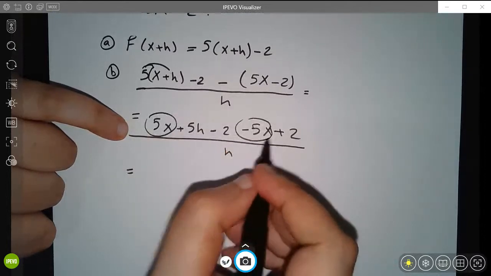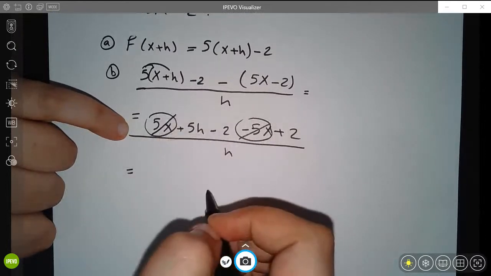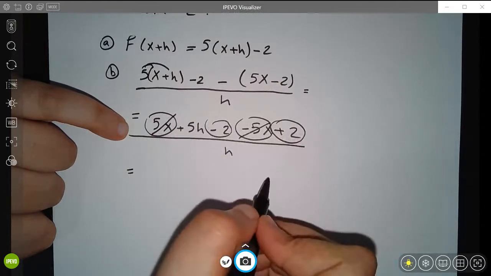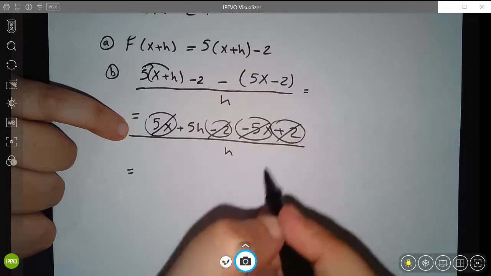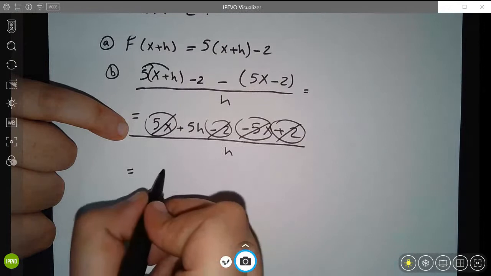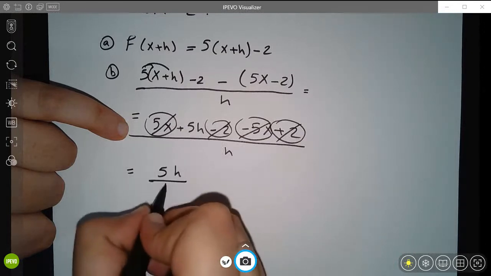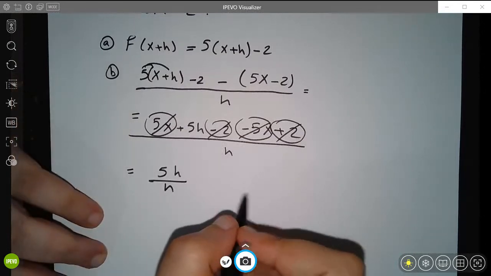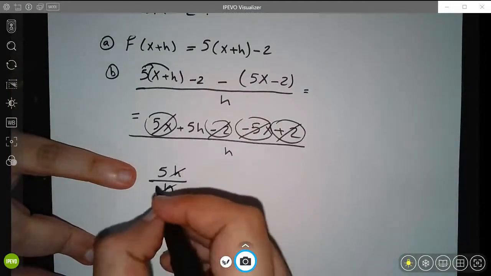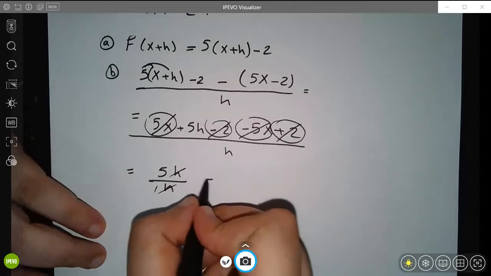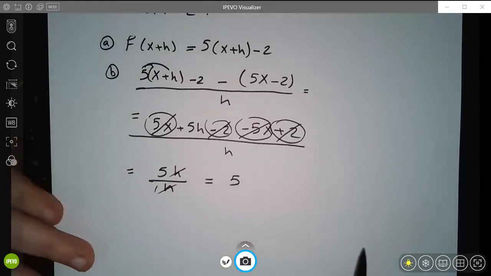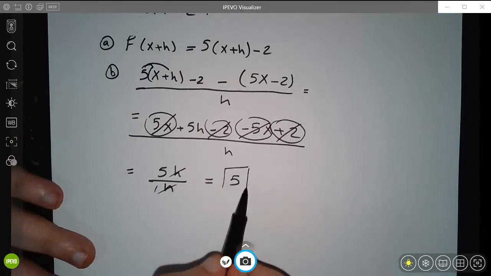They add up to 0, so these cancel. Yes. And I have a negative 2 and a positive 2. They also add up to 0, so they cancel, which leaves us with 5h on top. So the final result is 5h over h. Now top and bottom, we have h over h, so they cancel, and that leaves you here with a 1. So that's 5 over 1, and the answer is 5. So this right here is a difference quotient. The answer is 5.